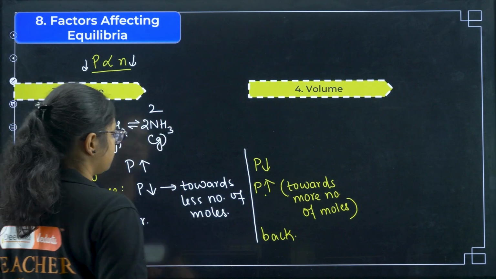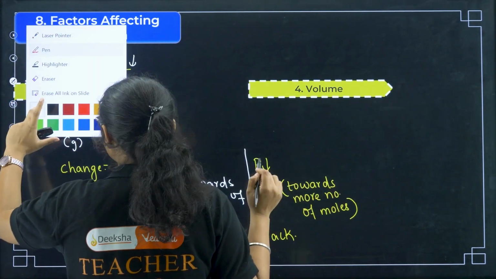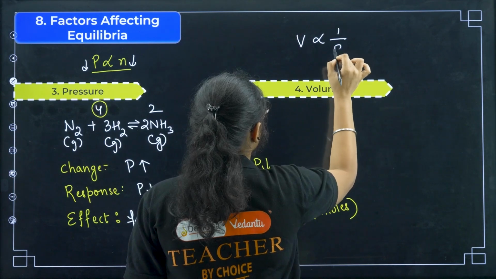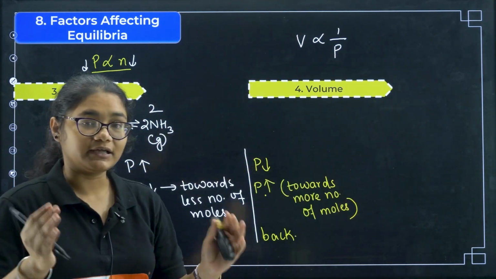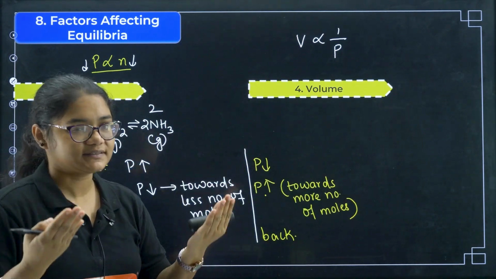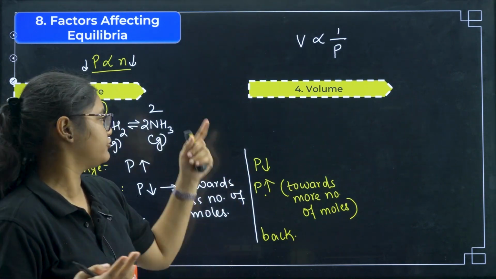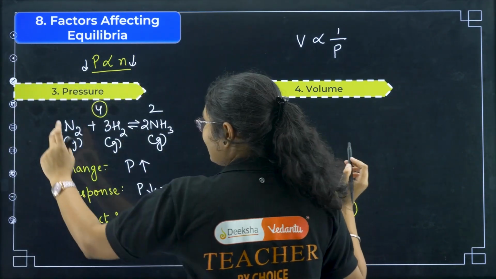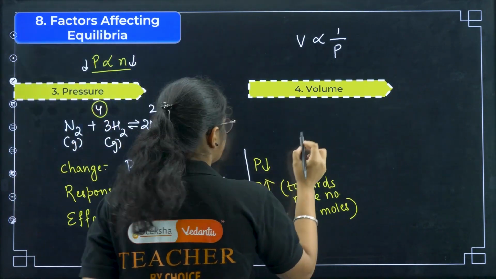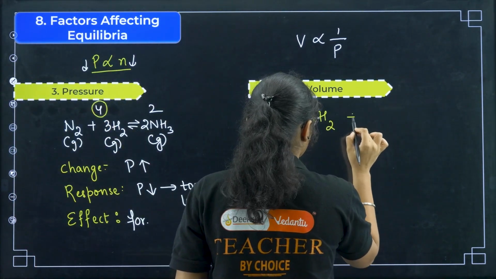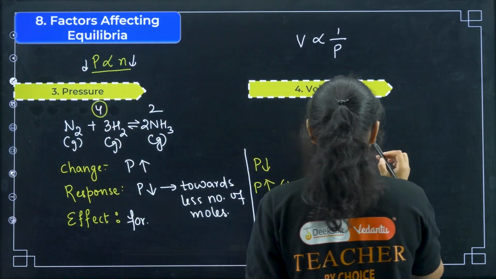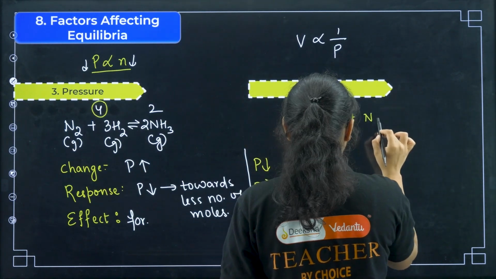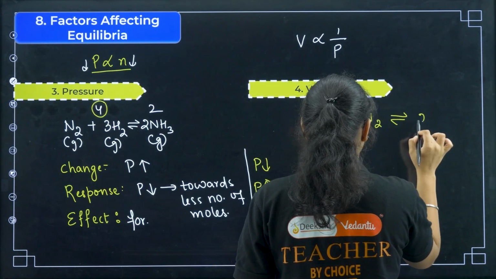The same reaction if I take. Now here you should know one thing, volume is inversely proportional to pressure. So if you are decreasing the volume, that means you are increasing the pressure, and number of moles is increasing. Let us take the same example and solve it like this: 3H2 plus N2 giving me 2NH3.